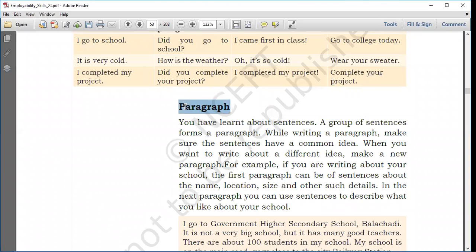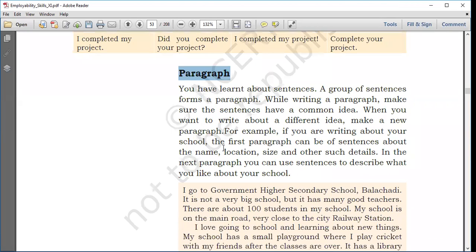The next is paragraph. A group of sentences forms a paragraph. Paragraph is a group of sentences, right? But the most important thing in a paragraph is that whatever we are describing in a paragraph should be of a common idea, right? एक पैराग्राफ के अंदर जो कुछ भी डिस्क्रिप्शन है, it is all about a common idea. If you want to give a separate idea, a different idea, then you should have a new paragraph for that, right?